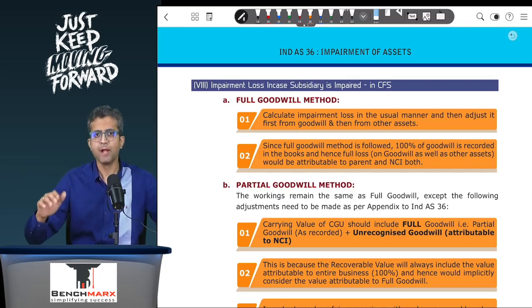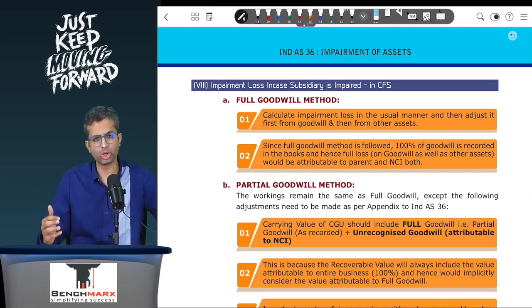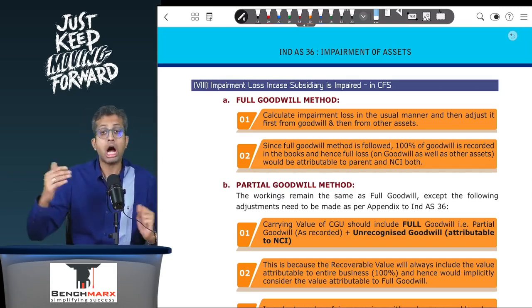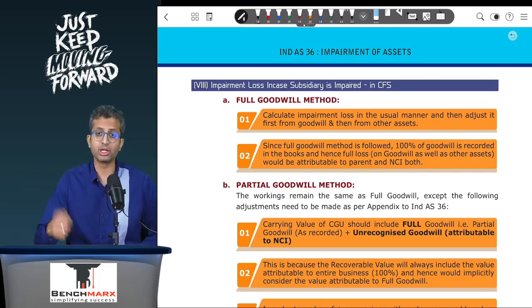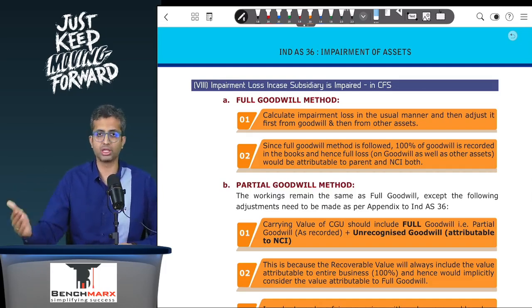When you allocate the impairment to goodwill, in case of full goodwill it belongs to parent and NCI both, and hence the impairment loss will also be attributable to parent and NCI both. Other assets are always 100% consolidated, they are attributable to parent and NCI both, and hence their impairment loss is also attributable to parent and NCI both.